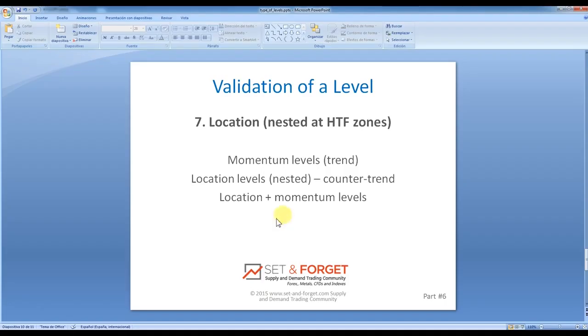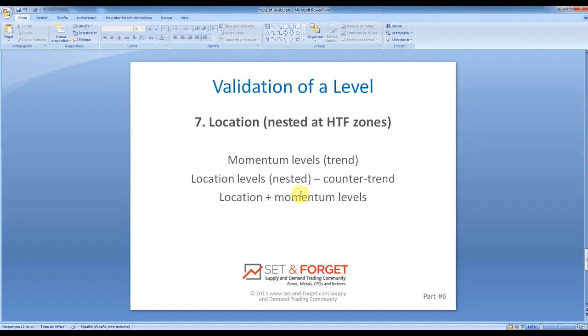So if we have, for example, a monthly and a weekly uptrend, and then we lose momentum on the daily, we have to wait for a weekly area of demand before we go long. Okay, we apply the realignment rules. So if we find a daily area of demand nested at a weekly area of demand with a weekly and a monthly up, that is a location and momentum type of trade.